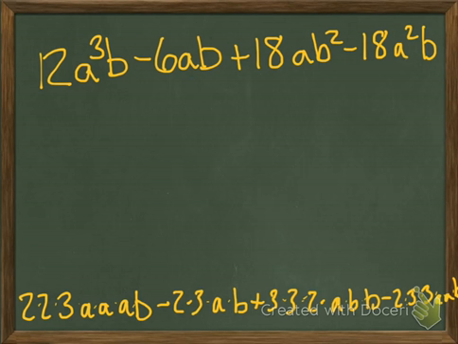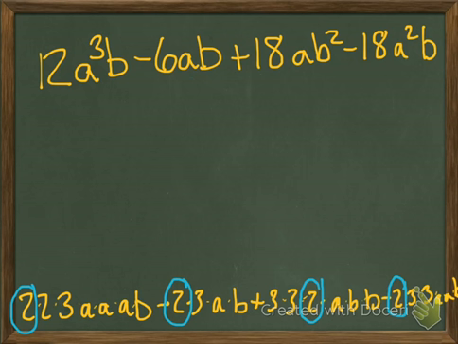Now we've got one nice expression. It's 2 times 2 times 3 times a times a times a times b minus 2 times 3 times a times b plus 3 times 3 times 2 times a times b times b. Well now we're ready to go on and see what things each term has in common. As we look at that, the first thing we see is that every term has a 2. Now, some terms have more than one 2, the first term there, but because not all the terms have more than one 2, we can just lift out one 2.